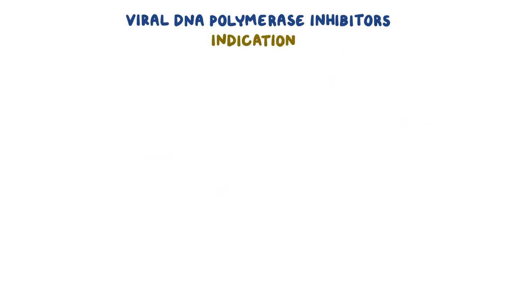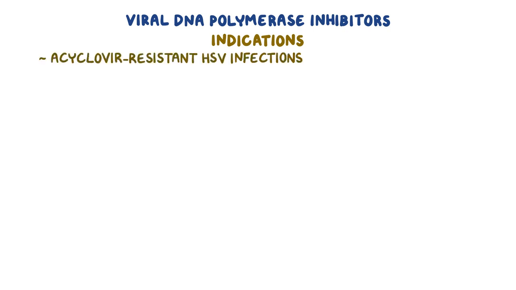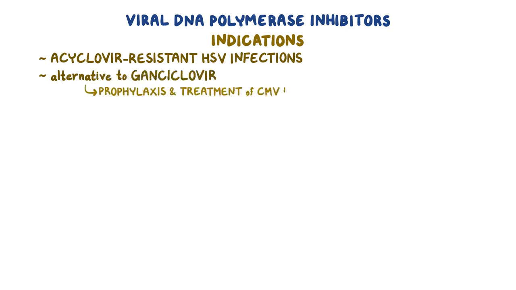Moving on to indications. Cidofovir and foscarnet are indicated for the treatment of acyclovir-resistant HSV infections. They're used as an alternative to ganciclovir for the prophylaxis and treatment of CMV infections in immunocompromised individuals.